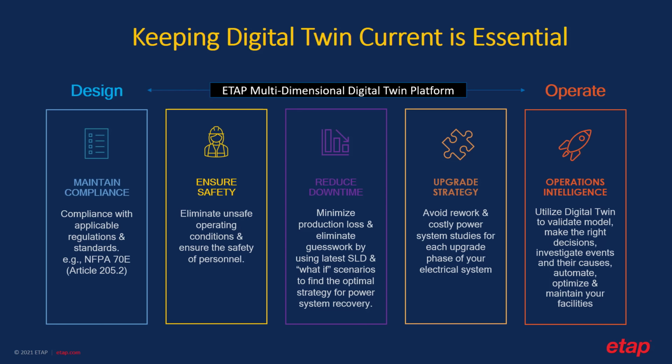Keeping a digital twin up to date is very important and provides many benefits to the engineering and operations team. Maintaining compliance with applicable regulations and standards, such as NFPA 70E, Article 205.2, which is here locally in the U.S., mentions a single-line diagram where provided for the electrical system shall be maintained in legible condition and shall be kept current. You can use ETAP to easily keep a single-line diagram up to date. Print out diagrams when necessary in order to comply with this standard.